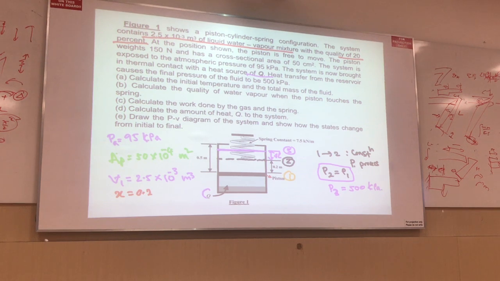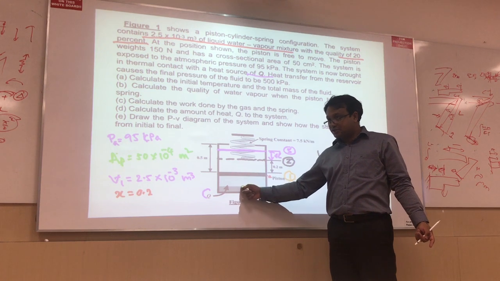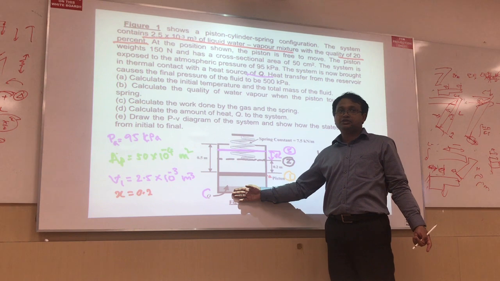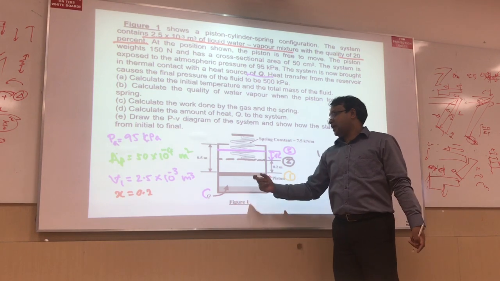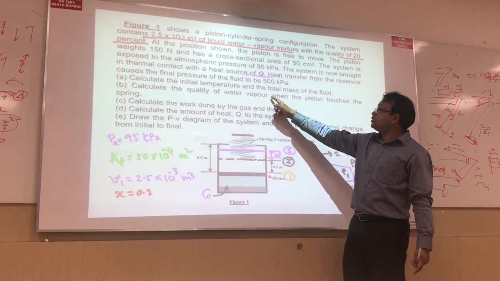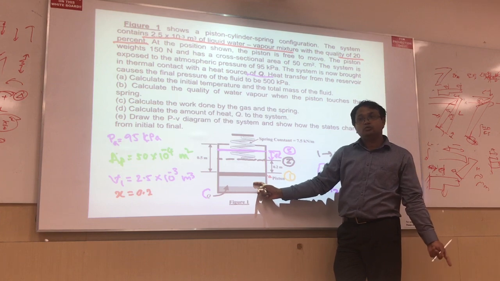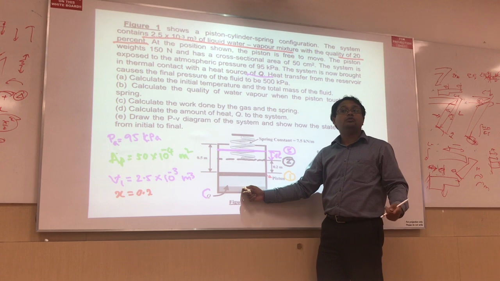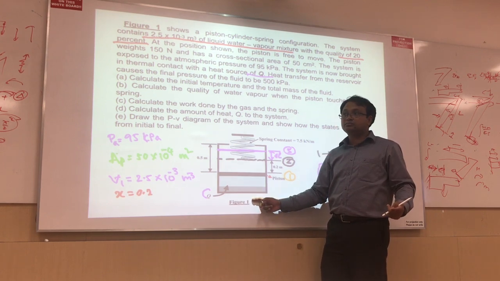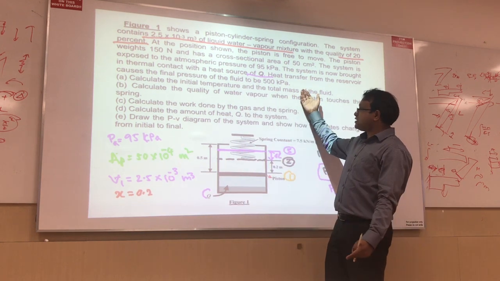Now the question is, calculate the initial temperature and total mass of the fluid. That means I need to find the initial pressure. How? Mass of the piston plus atmospheric pressure. Then I know initial pressure. When I know initial pressure, I can calculate initial temperature because the state is liquid plus vapor. What is the second question? Calculate the quality of water vapor when the piston touches the spring. At initial pressure P1, I can calculate Vf and Vg. And quality I know, so I can easily calculate specific volume at state 1. Then total volume is given, so total volume by specific volume, I can calculate the mass. So the first question is solved.